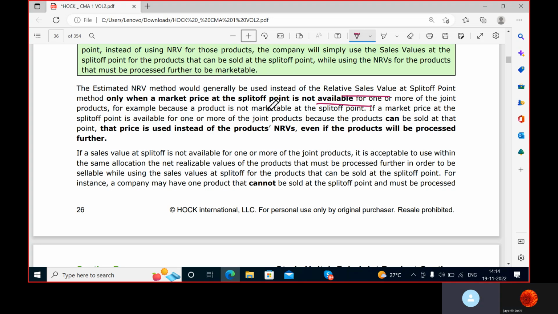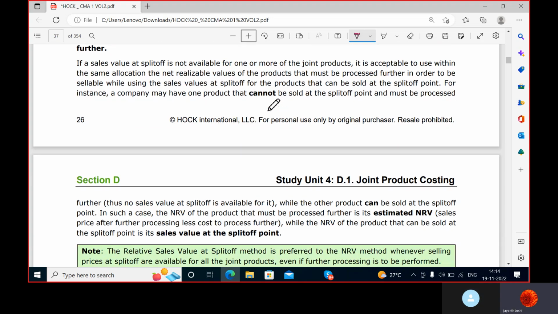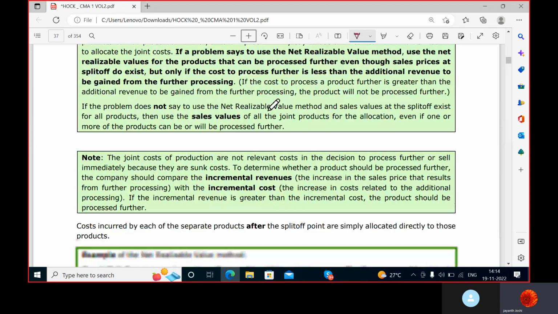Yes, sir, like based on assumption. Yeah, assumption. That's what they are saying.